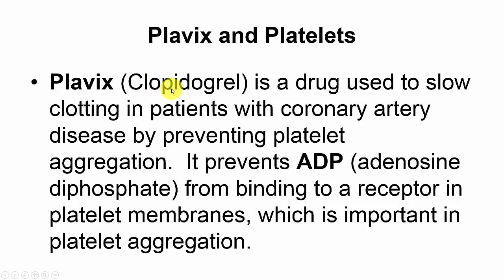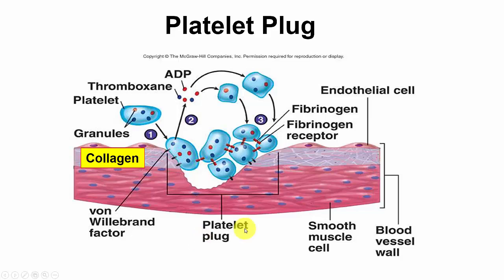Plavix, or clopidogrel, is a drug used to slow clotting in patients with coronary artery disease by preventing platelet aggregation. It prevents ADP, adenosine diphosphate, from binding to a receptor in platelet membranes, which is important in platelet aggregation. So if ADP doesn't bind, they don't aggregate well. So if we can prevent that binding, we can bind something else to that receptor, then the ADP can't bind.